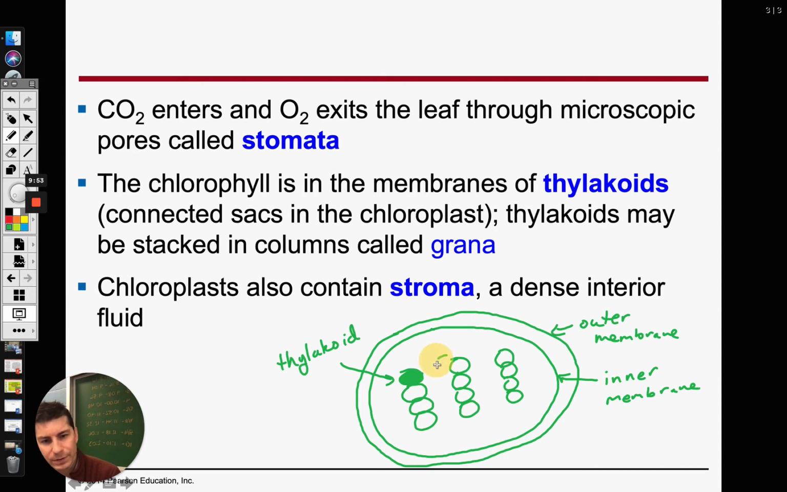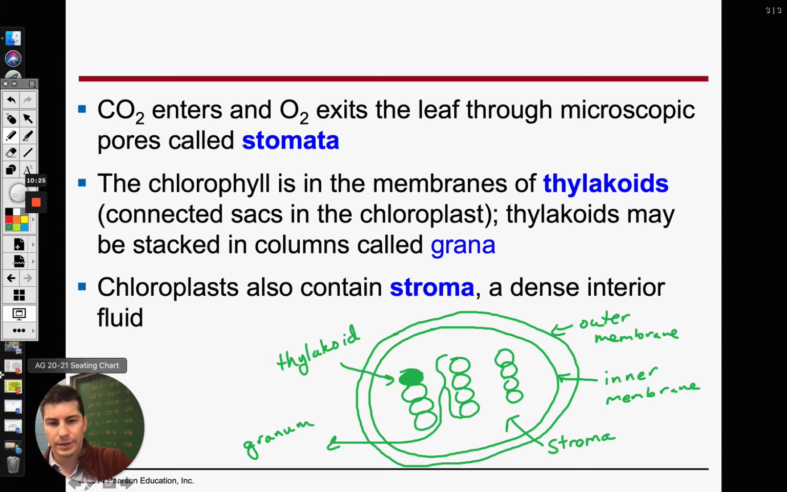A whole stack of them is called a granum. And they also have a fluid portion surrounding all of our granum and our thylakoids. And that's called the stroma. Okay? So there's all your parts to a chloroplast. The thylakoids, like the one I colored in there, they're going to be filled with the pigment chlorophyll. All right? So there is your structure of a chloroplast.